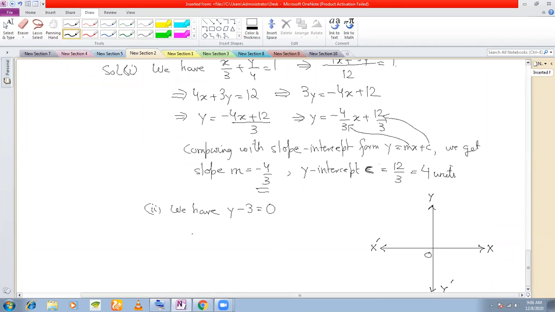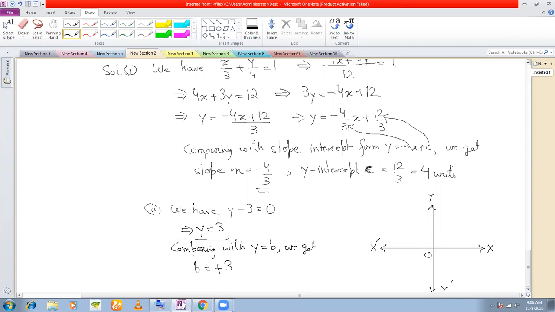Okay, this equation can be written in the form y is equal to b. And y is equal to b is what? If you remember the standard form, y is equal to b is an equation of a straight line which is parallel to the x-axis. And see here, what is the sign of b? Minus or plus? b is equal to 3, plus 3 in fact.